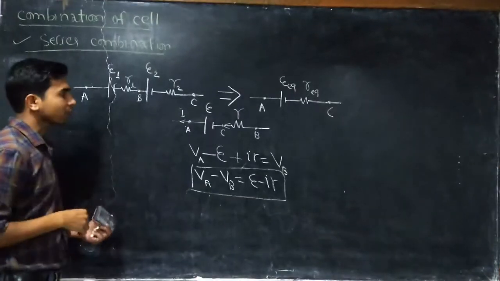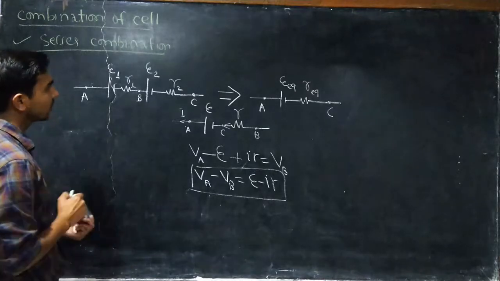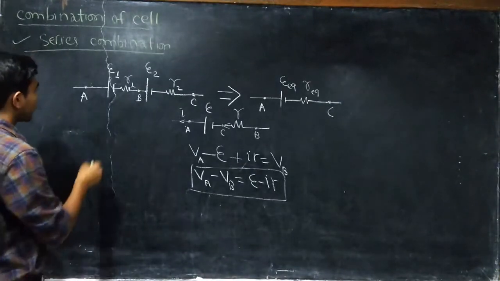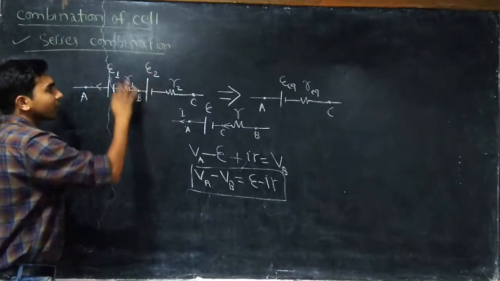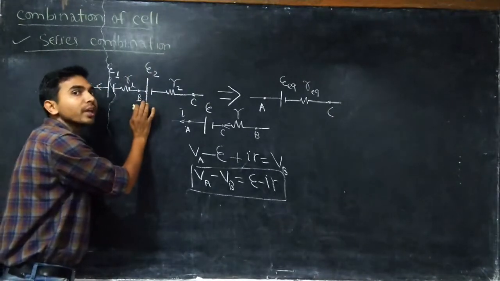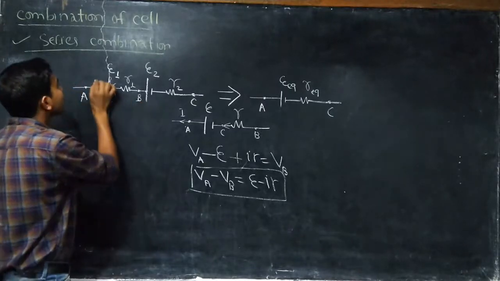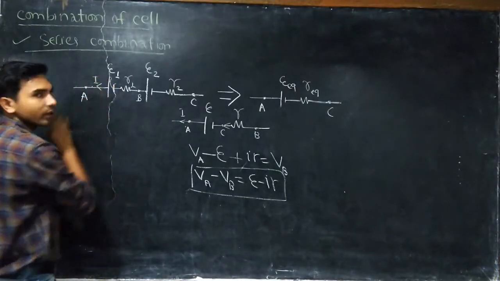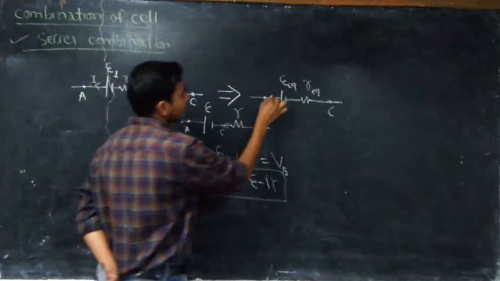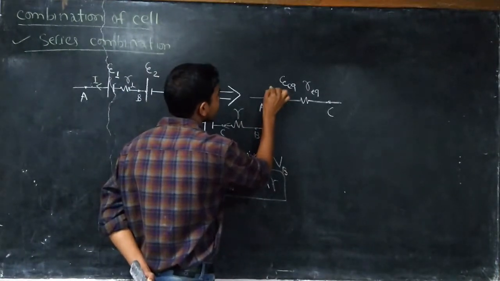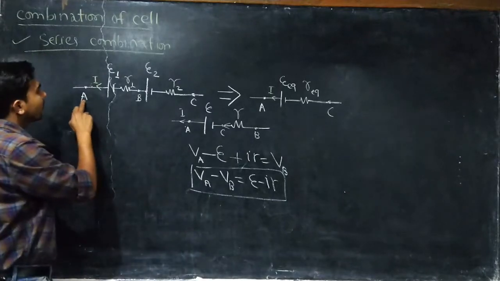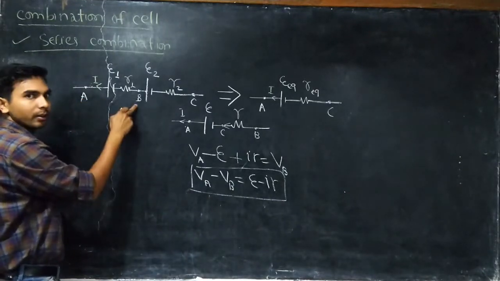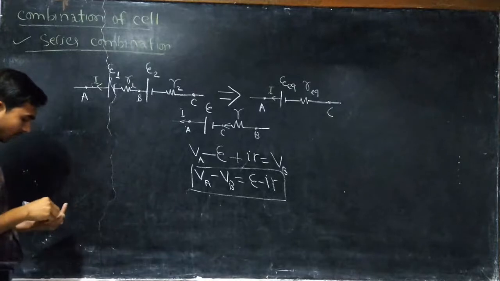Then how are we going to calculate the potential drop across AC? Suppose this combination is part of a circuit, so current is flowing, and here also the same current is flowing. Now you can see, suppose we are going to write the potential across A and B. Potential across A and B, how can we write it?